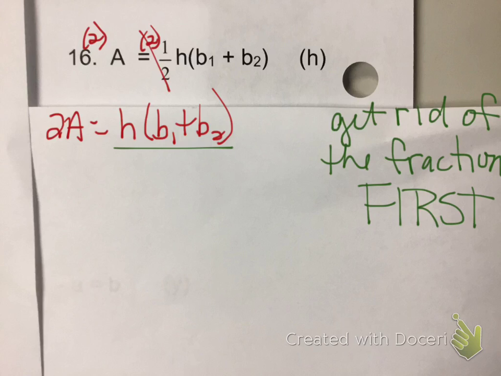Now we've got to get rid of the h, so we're going to divide both sides by h. Excuse me, we're solving for h, so we've got to get rid of the parentheses.